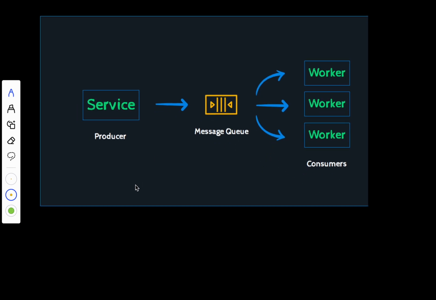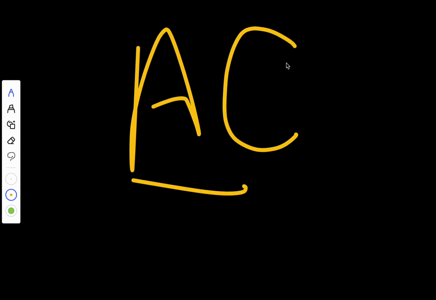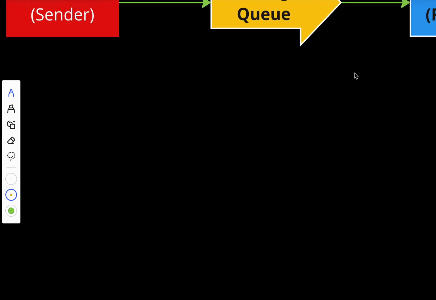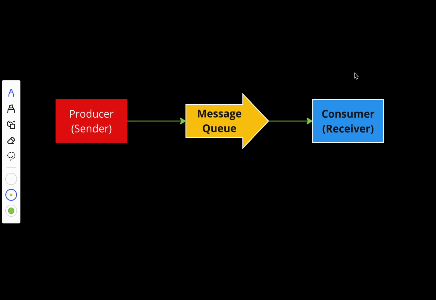But what is asynchronous communication? When communication is asynchronous, producers can send messages and move on to other tasks without waiting for consumers to finish. This helps improve overall system throughput because producers aren't tied up waiting on consumers, and consumers can work at their own pace. Okay, let's try to understand how this works.